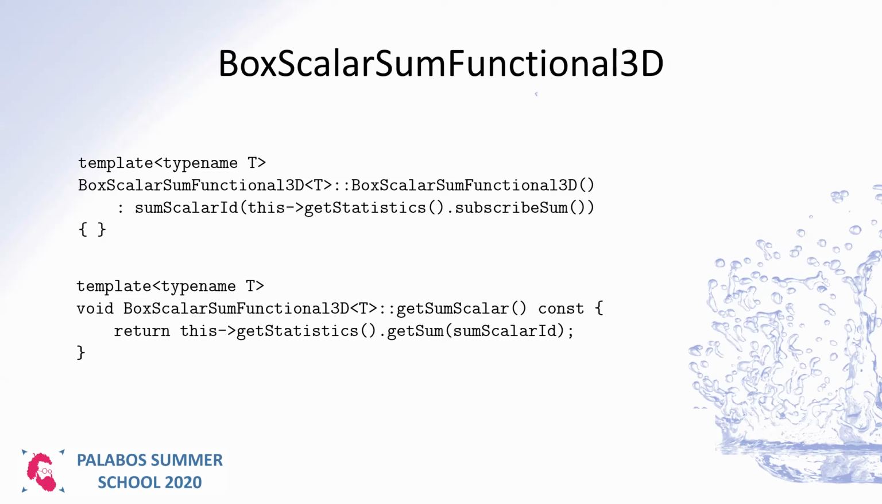Now, just for convenience, this class also implements an access method getSumScalar, which accesses the computed sum. This method accesses the statistics object and its method getSum with the provided identifier to return the proper value.